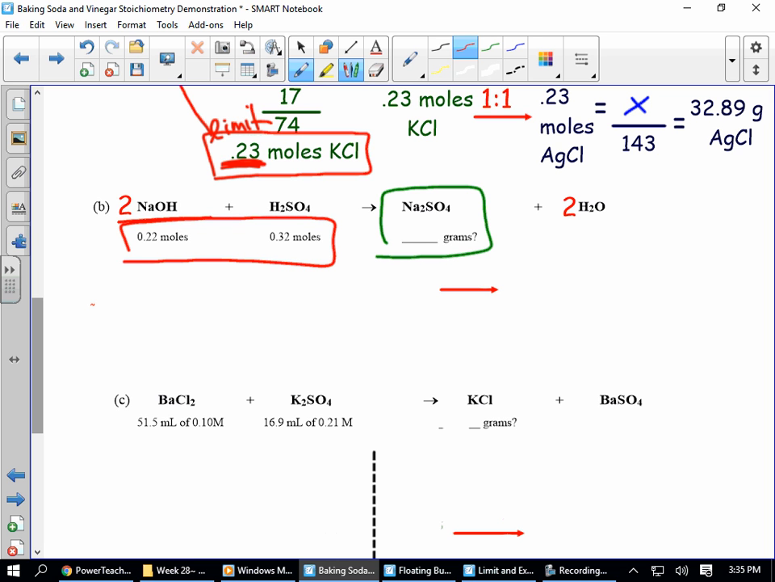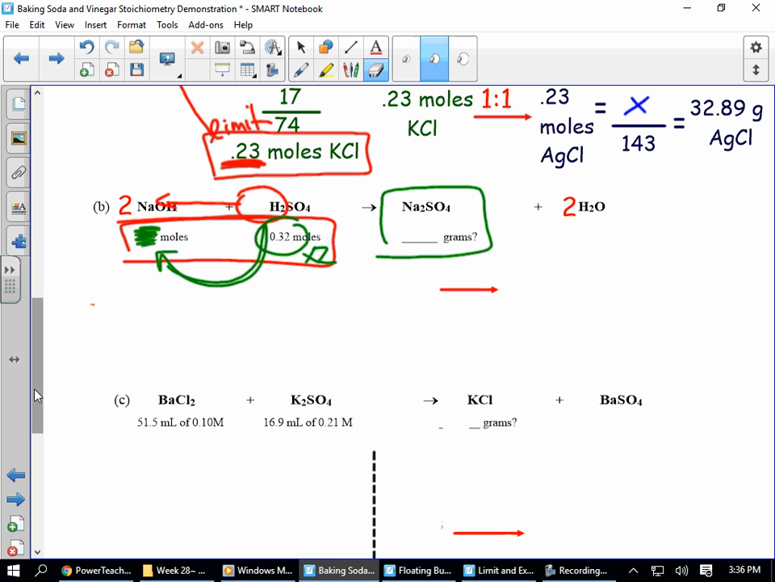This is a 2-to-1 ratio. So I need half as much of this as I have of that. Again, I personally like to double. So I'm going to cover this number up. And this is a 1-to-2 ratio, so I need twice as much. So I'm going to take this number of moles and multiply it by 2. And when I do that, I get 0.64 moles of NaOH.